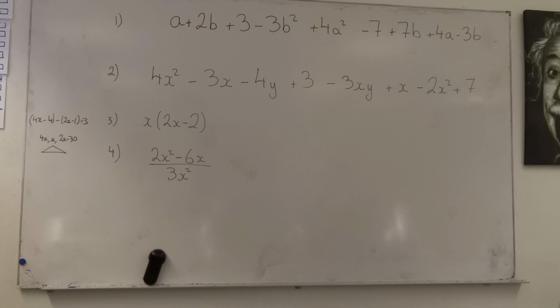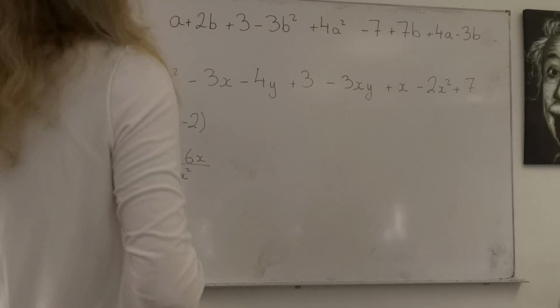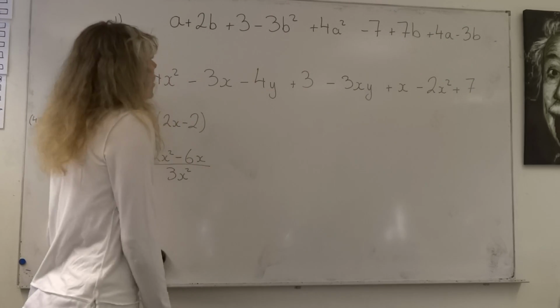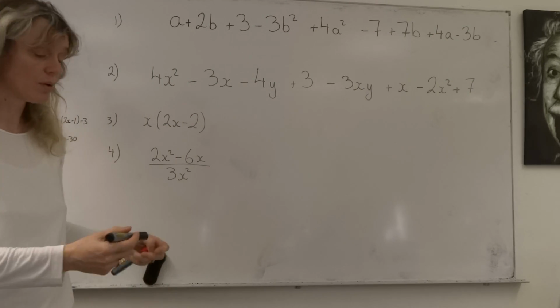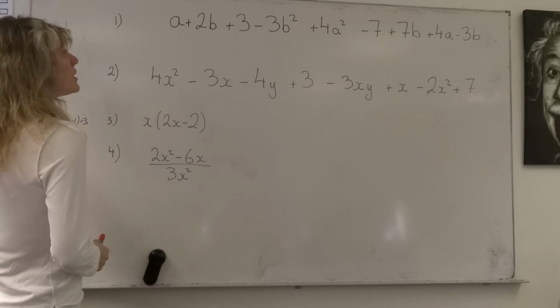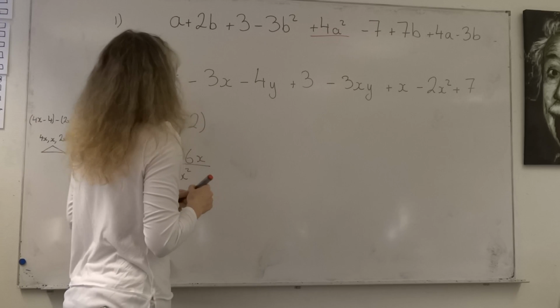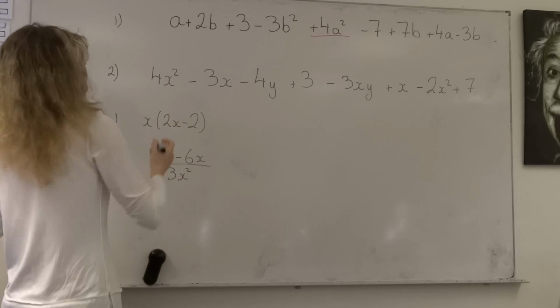I'm hoping. Let's look at the first one. Really long expression, but we always start with the squared terms. Okay, so let's see, do we have any squared terms? Yep, we have 4a squared here, and that's the only place there's an a squared term, so we'll start with that.